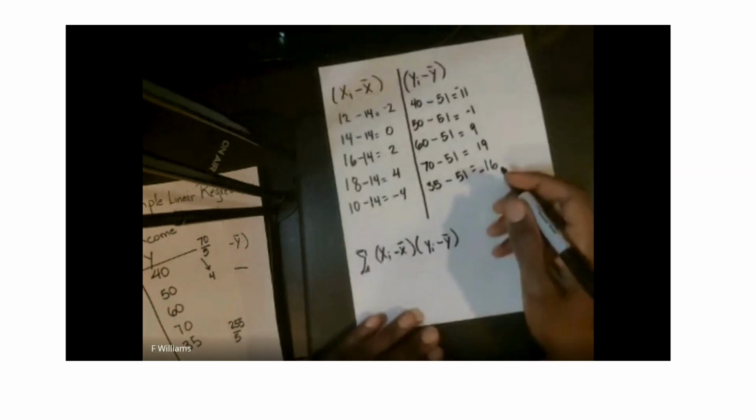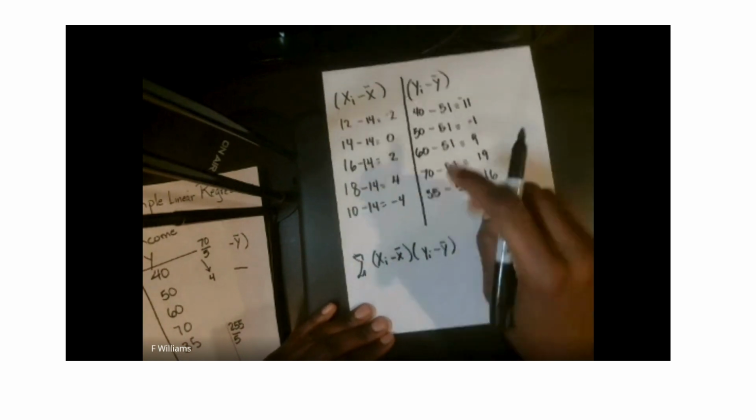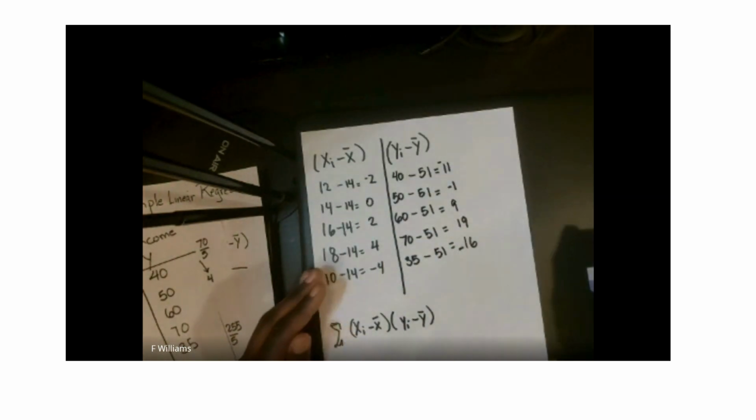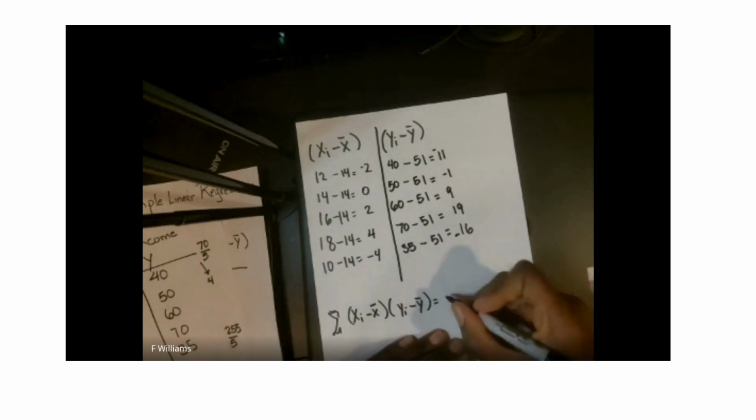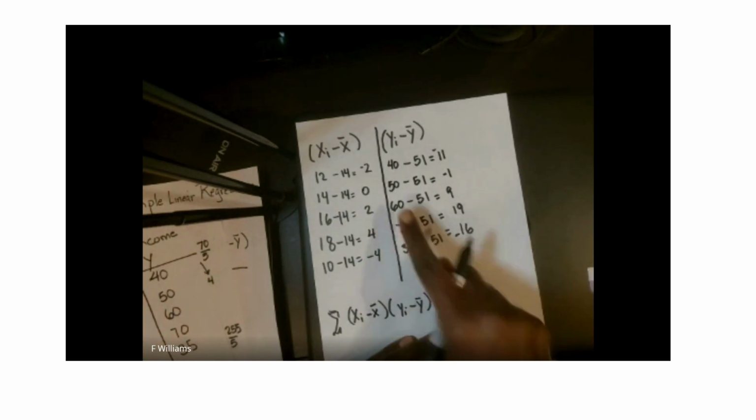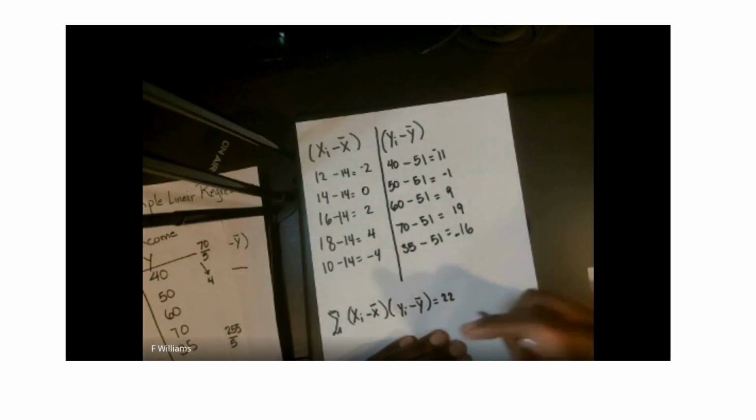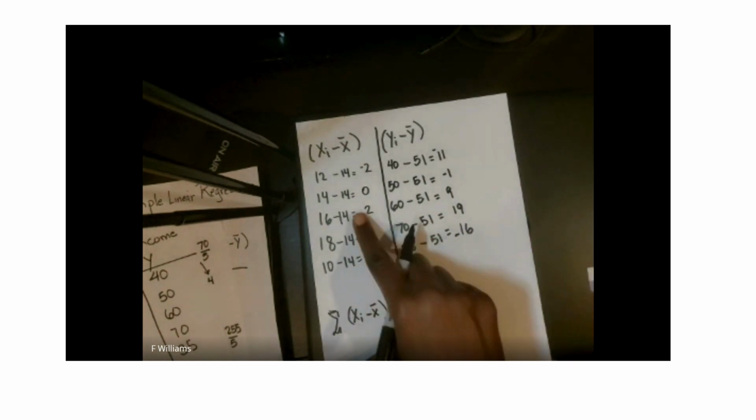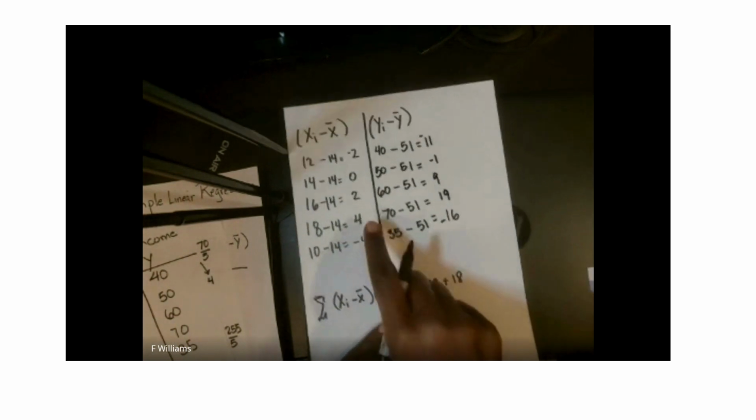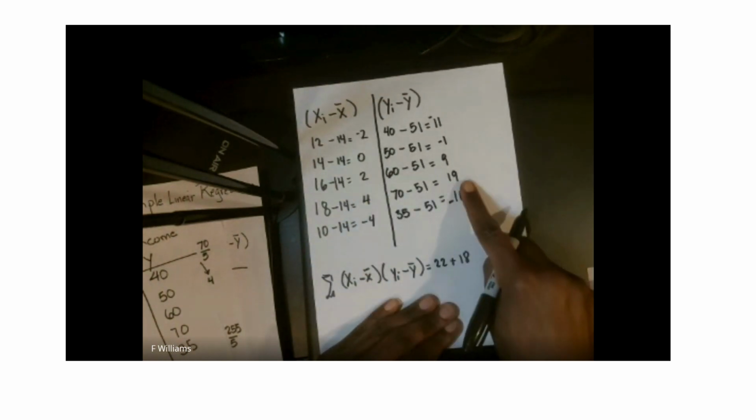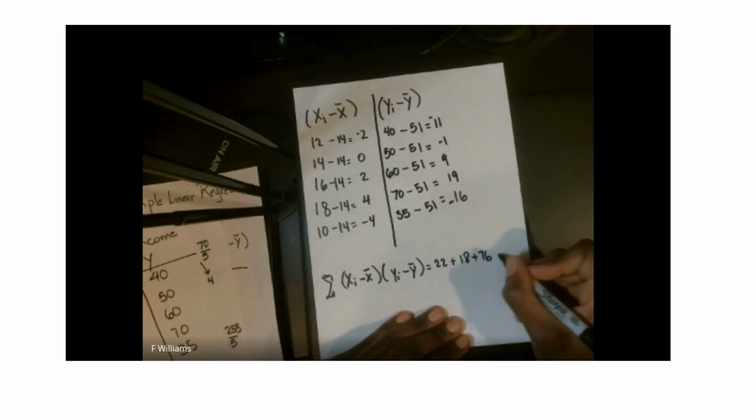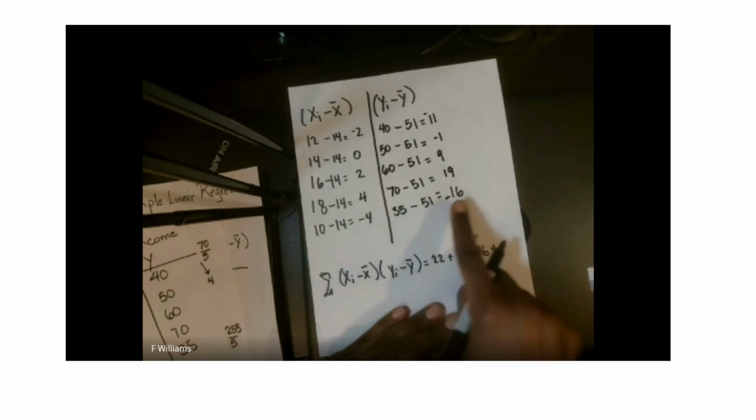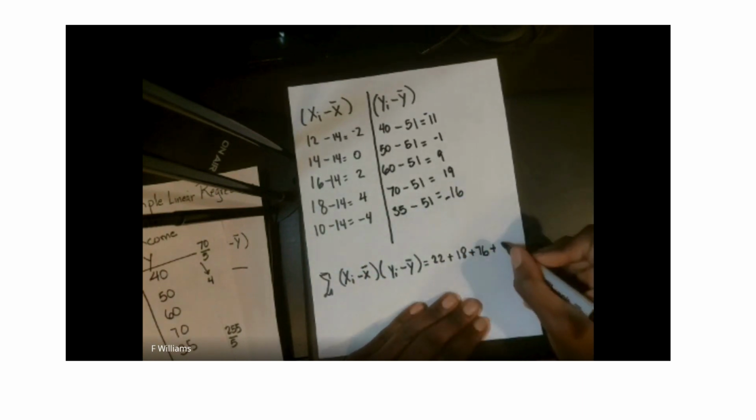22. How can we do this? Make it nice and neat. Well, we have minus 2 times our negative 11. And so that gives us our positive 22. So what this becomes is 22. This is 0. So 0 times minus 1 is 0. Plus 2 times 9, which is 18. Plus 4 times 19, which is 80 minus 4, which is 76. Plus our minus 4 times our minus 16 is positive, that's 64.